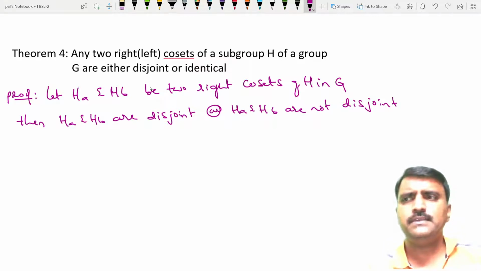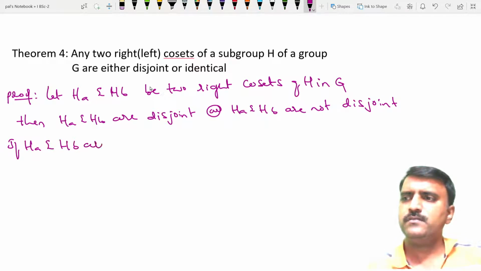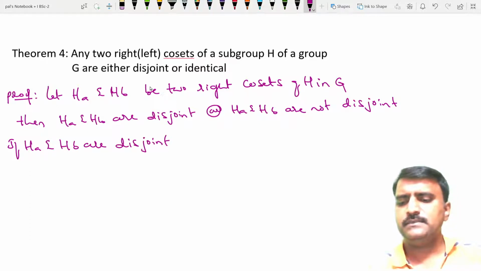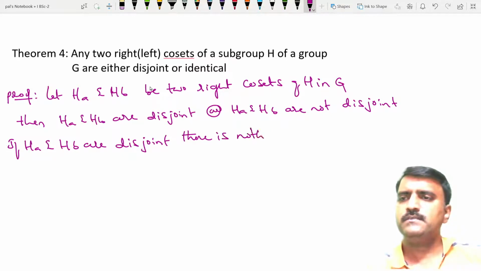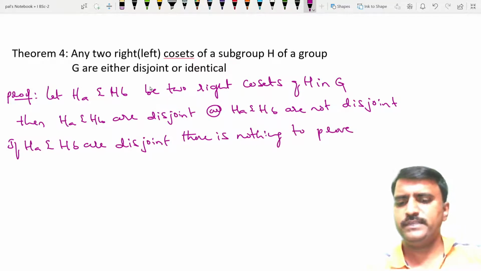There is nothing to prove in that case. If HA and HB are disjoint, then there is nothing to prove. There is nothing to prove.